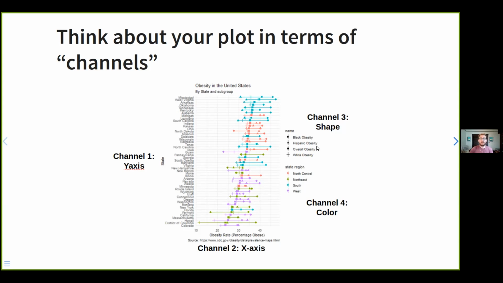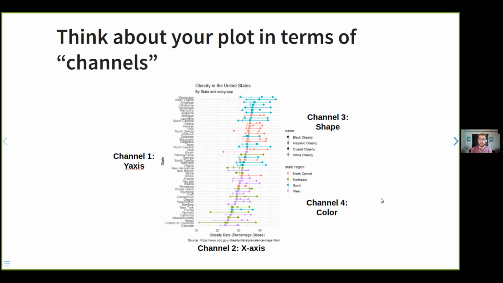And so what I mean by channels, it can be things like axes. So channel 1 here is the y-axis, which is showing different states across the United States. Channel 2 is the x-axis, showing obesity rates. But in addition to that, you also have 2 additional channels. You have a channel for shape, where individual dots here are given different shapes based on the ancestry group they are referring to, as well as color. So color here is representing regions of the United States, the North, the South, the West.